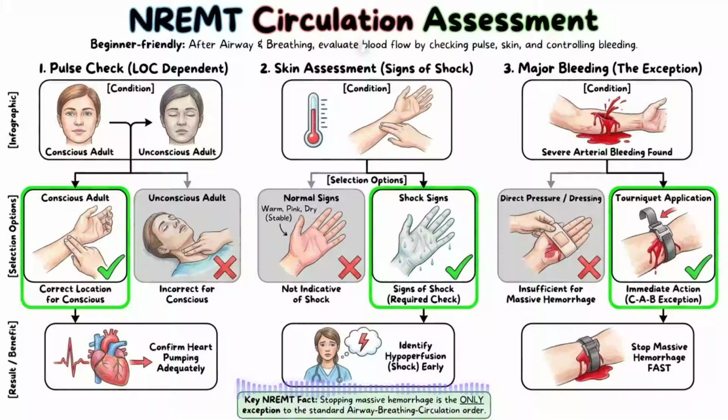Following airway and breathing, you must evaluate the patient's circulation by checking their pulse, assessing their skin, and controlling any major bleeding. In conscious adults, you check the radial pulse at the wrist. But in unconscious adults, you must check the carotid pulse at the neck to see if the heart is still pumping adequately.